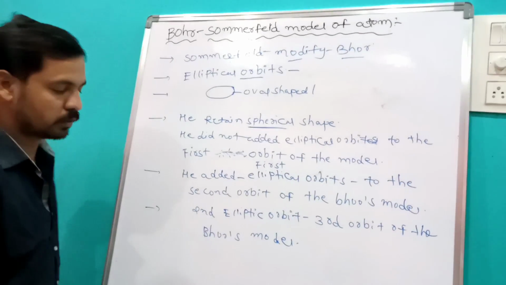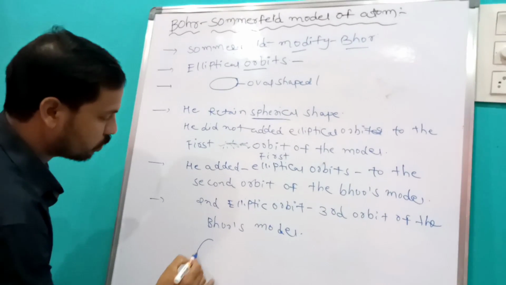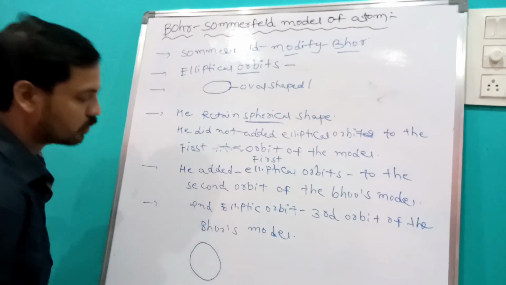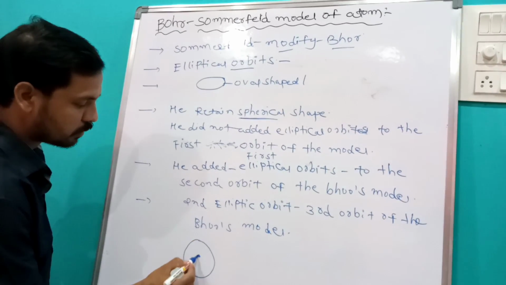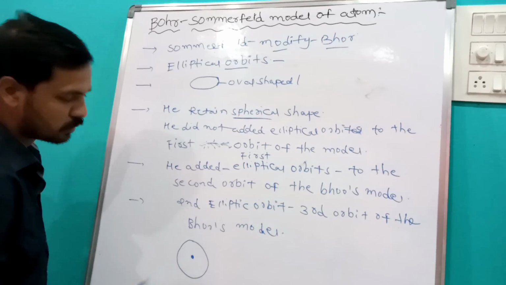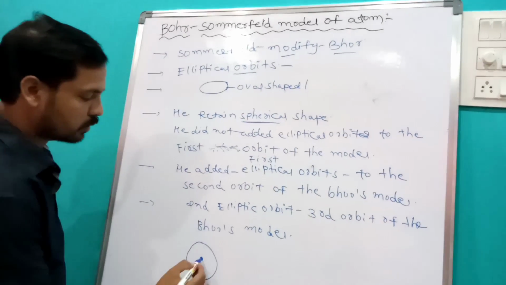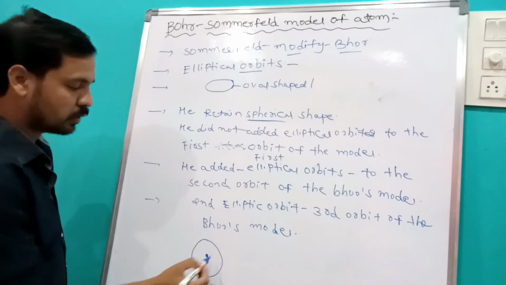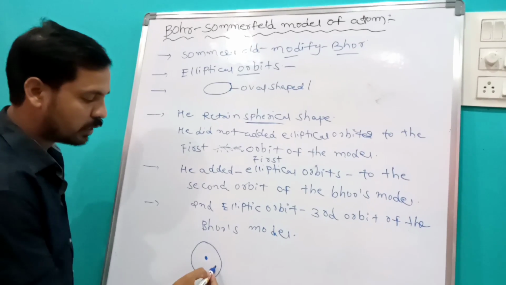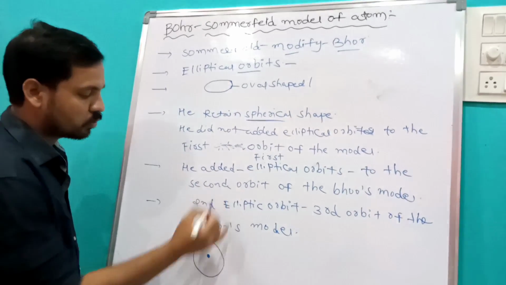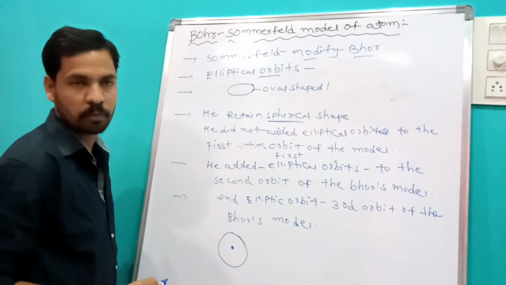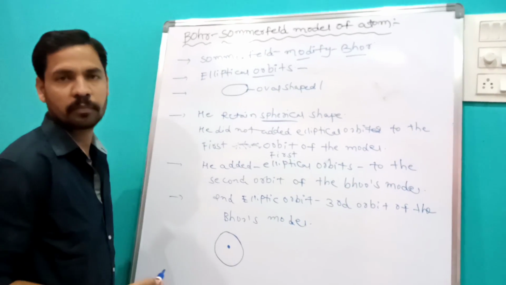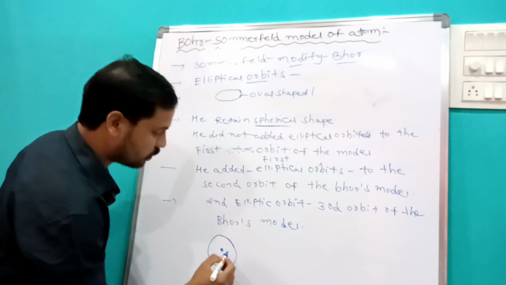See here, this is Bohr's model of the hydrogen atom. This is the spherical shape, where the nucleus is present at the center and has a positive charge. In order to retain the spherical shape, Sommerfeld did not add elliptical orbits to it.